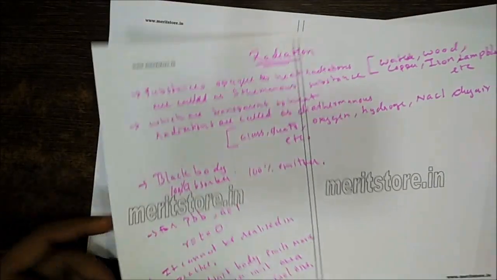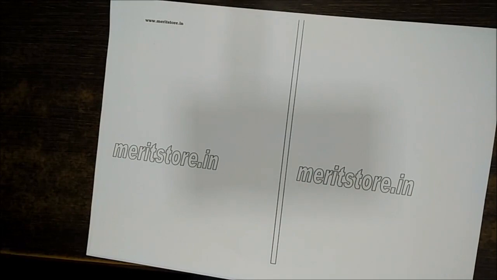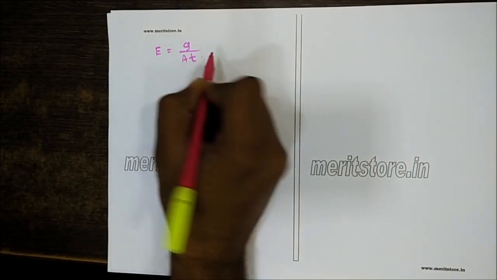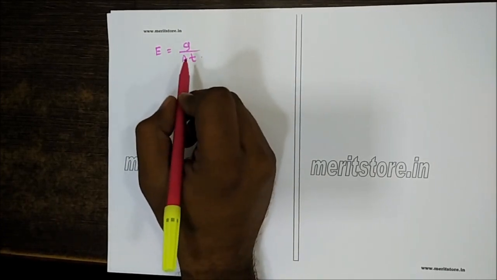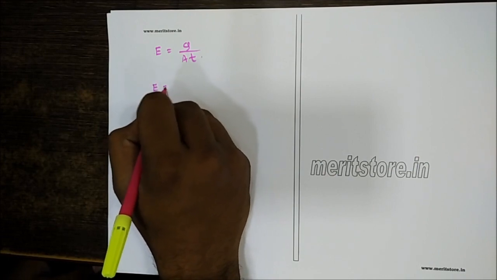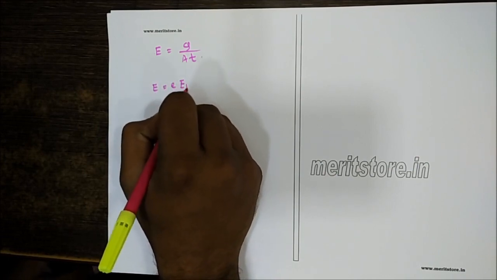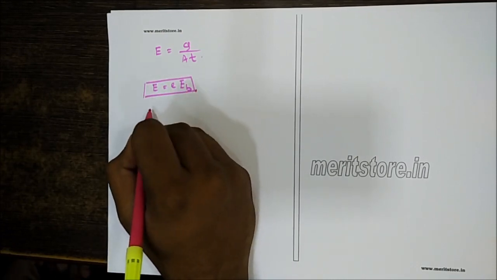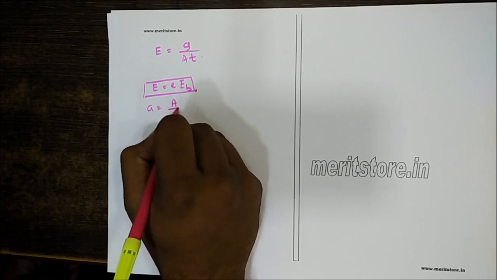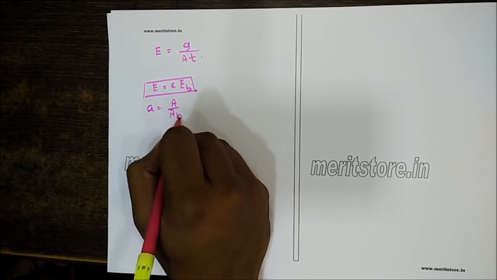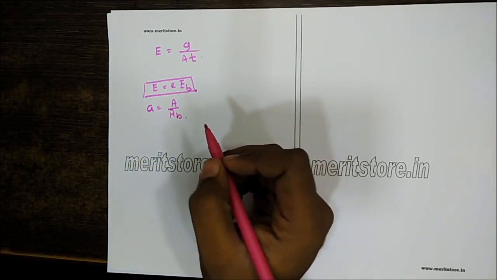Now we'll talk about emissive power and emissivity. The emissive power is equal to Q by At. For a perfectly black body it is 100%. For other bodies we can say emissive power is equal to emissivity into emissive power of a perfectly black body. We can also say absorptivity is the ratio of absorptive power to the absorptive power of a black body.